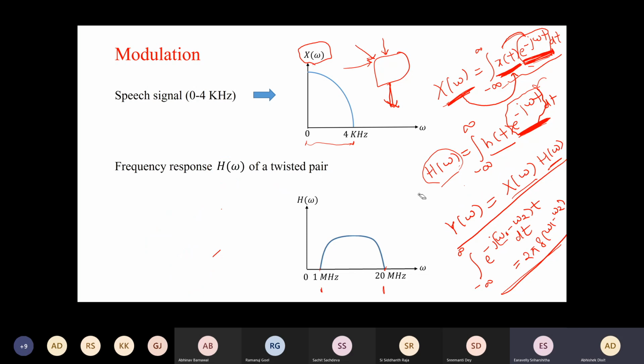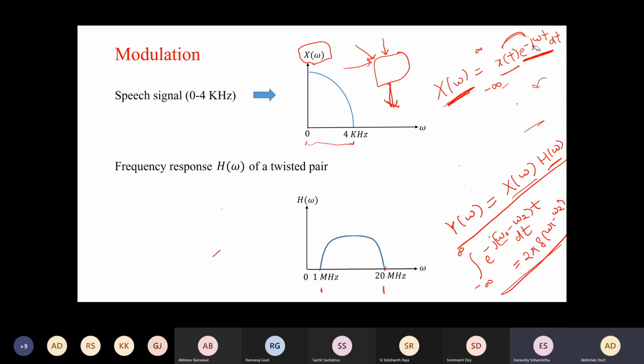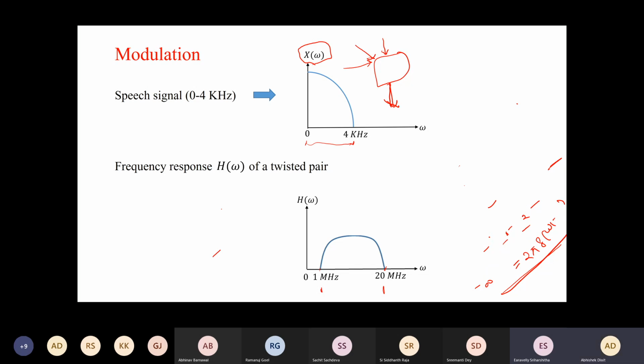Still it didn't answer because this is what I had in my mind when I said that the output should be 0, because H of omega, the response of the system to this set of frequencies, is 0. That means in the output, this set of frequencies is gone. So here you have frequencies only below 1 megahertz. And if the response of the system is such that it makes everything 0 below 1 megahertz, then you know that there will be no signal in the output domain.